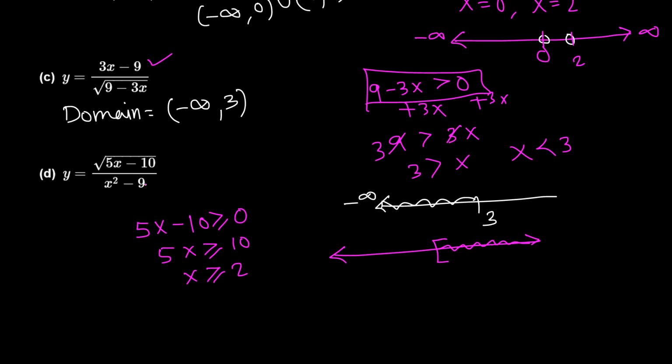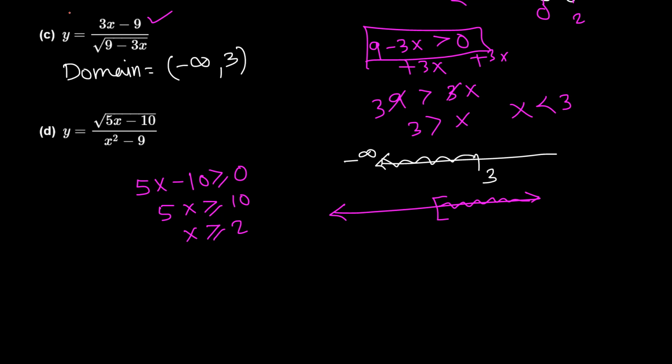But there might be some restrictions from the bottom. Let's see that. We cannot have 0 on the bottom, and we have x squared minus 9 on the bottom. Let's find the x values that make the bottom 0. So x squared minus 9 equals 0. Now we can factor, or we can move 9 to the other side: x squared equals 9. Take the square root of both sides. So x is plus or minus 3. And we cannot have this because the bottom cannot be 0. So x cannot be positive 3 or negative 3 from the bottom.